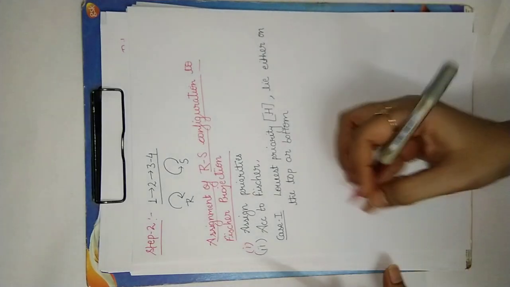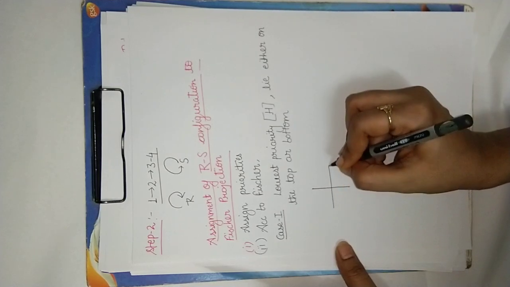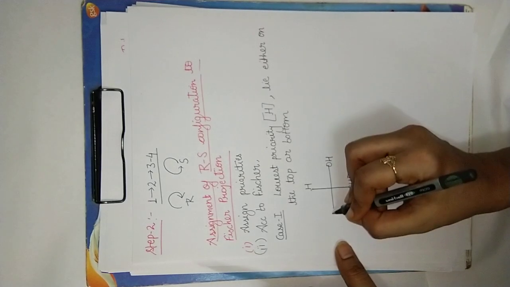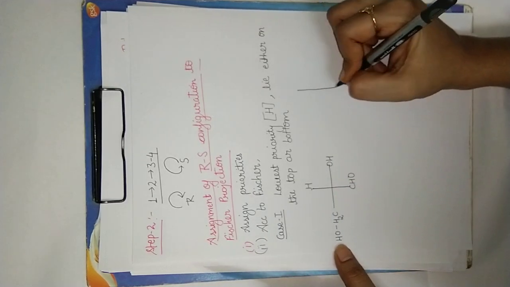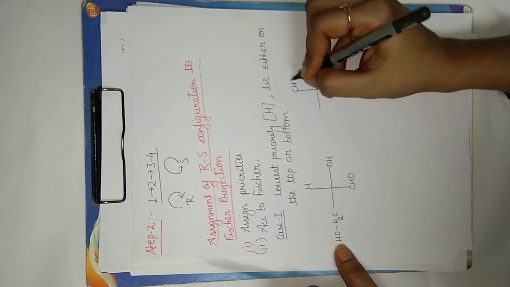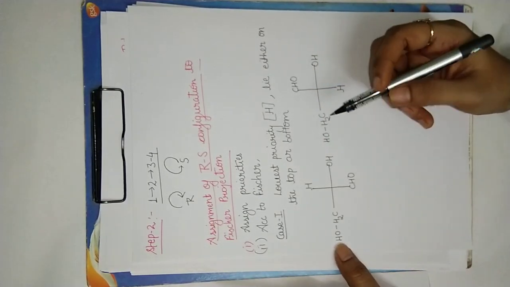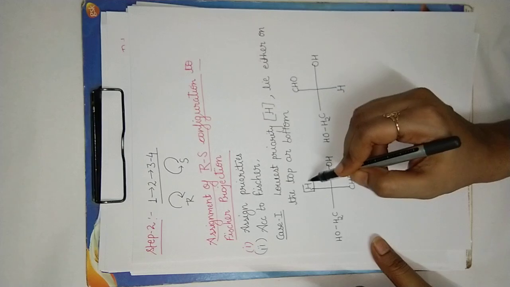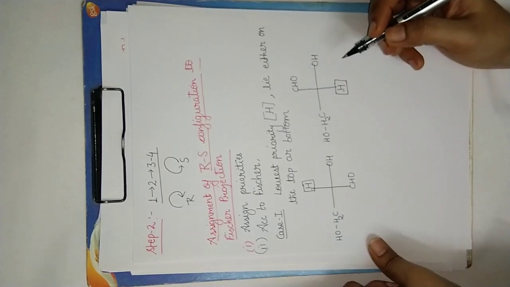Okay, if H, OH, CHO, CH2OH, and here H, OH, CHO, CH2OH. If in case 1, H lies either on the top or on the bottom, there will be no change, there will be no rotation of the bond.